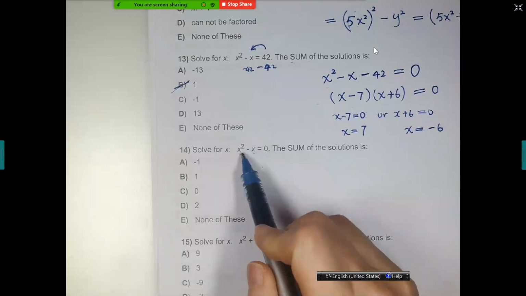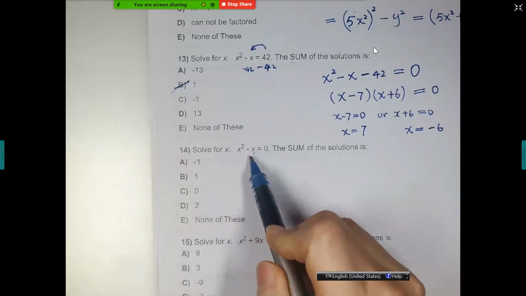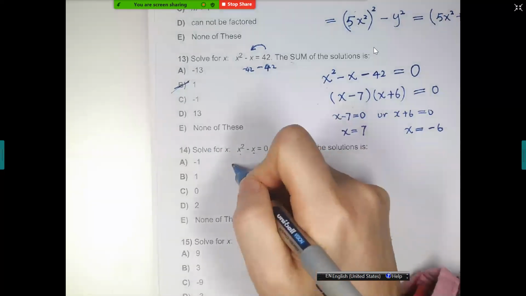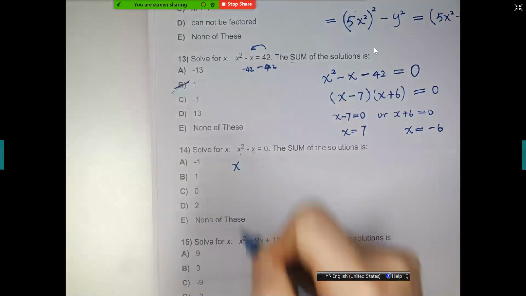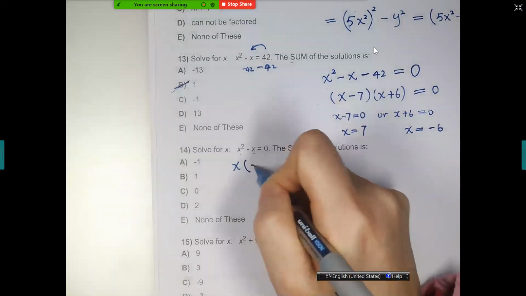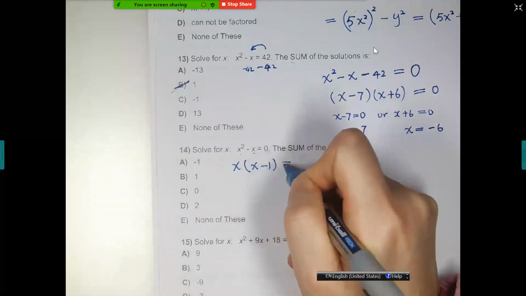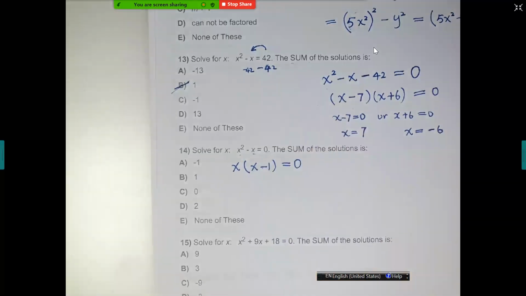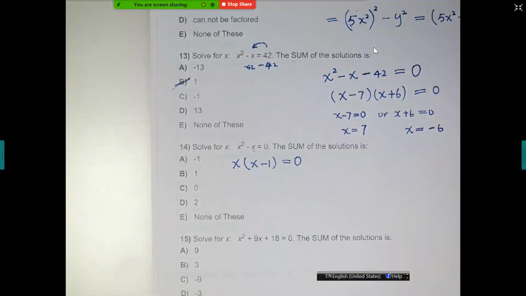X squared minus x. Always check the GCF first. And x is the common factor. Factor x out, I get x times x minus 1 equals 0. Okay, so when we get here, some students might get confused. As you told me before, after I did the factorizing, I will let each factor be 0.